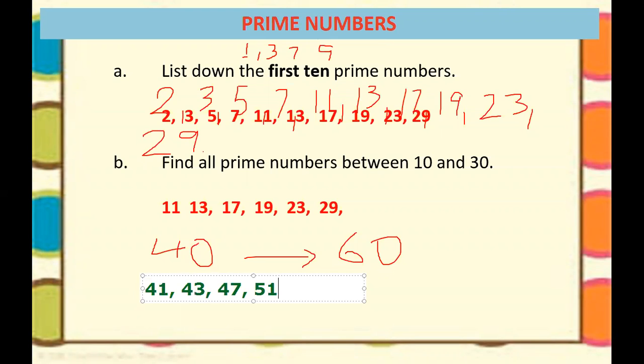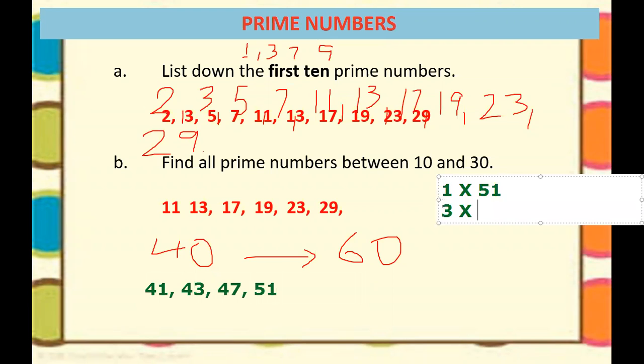Next is 51. Is 51 a prime number? Can you think about that? It is a prime number. Yes? Because 1 times 51, 3 times 17. So it has 4 numbers, 4 factors, I mean.